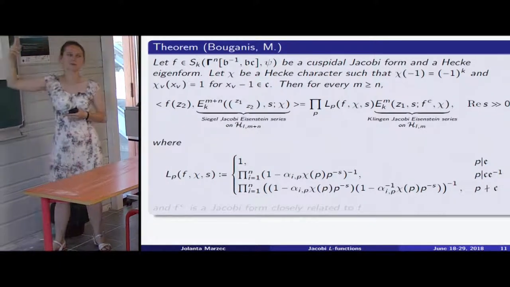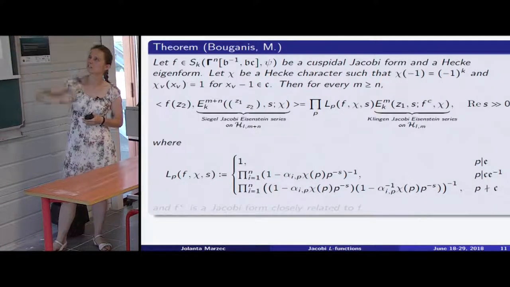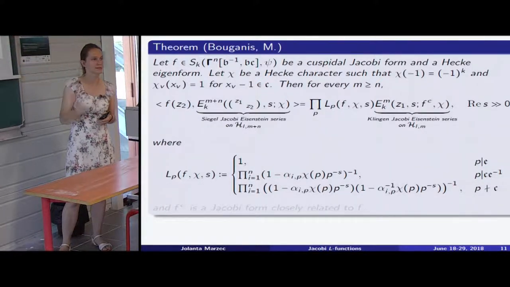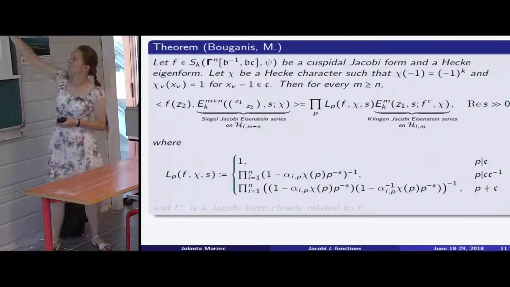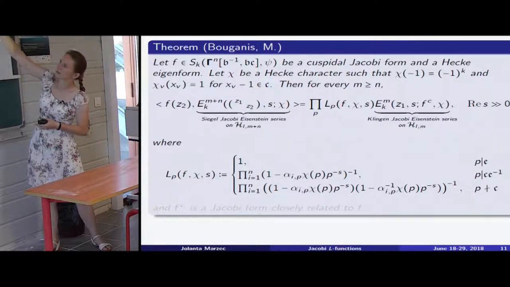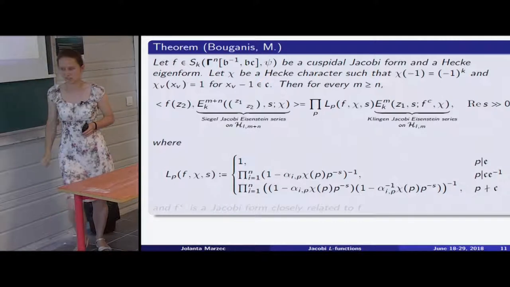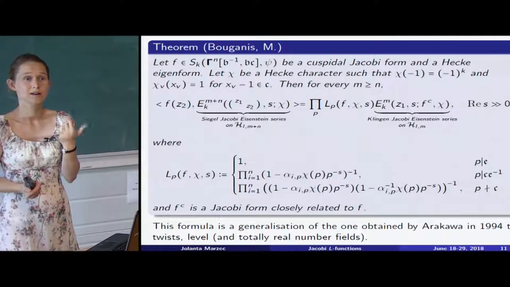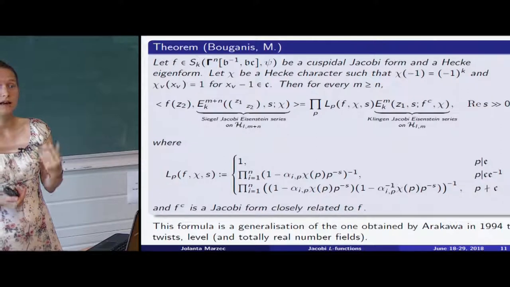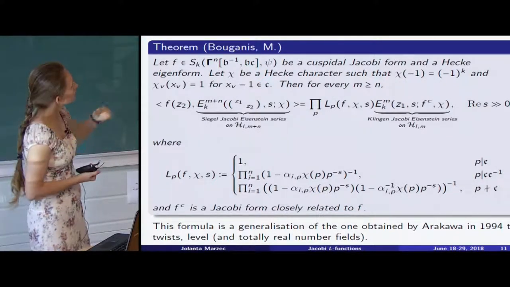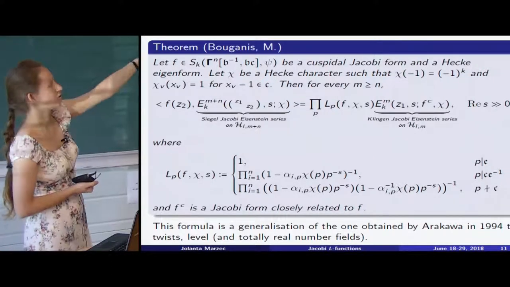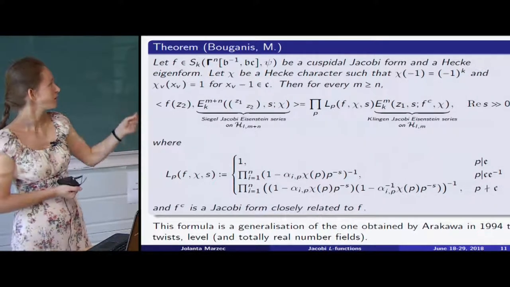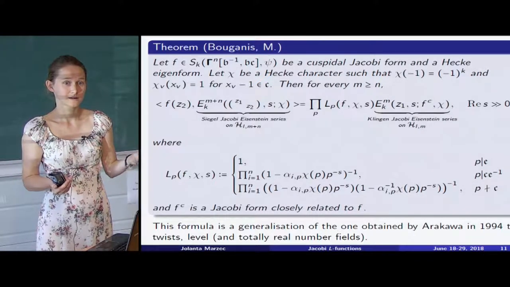At the primes that divide a certain ideal E that occurred in the definition of this congruence subgroup, we don't get any contribution. Why it is the case, I will say a bit more later. But at the primes that are in the middle, we obtain this degenerate product. And the result that I'm presenting here, this formula, is really a generalization of the formula obtained by Arakawa. Our contribution is that we included also a twist by a character. We included Jacobi forms invariant under congruence subgroups. And also we extended this to totally real number fields.